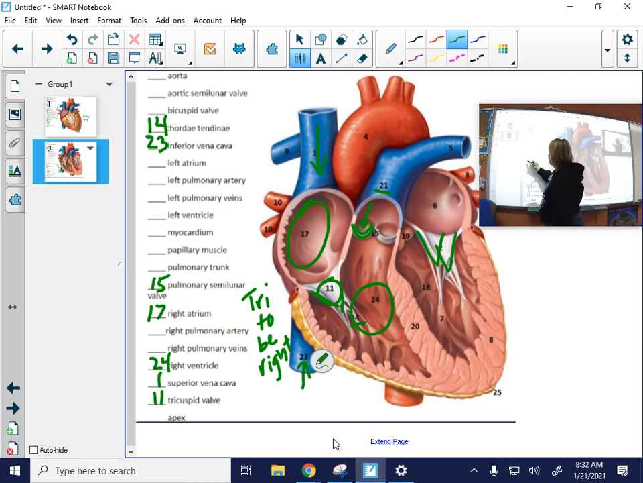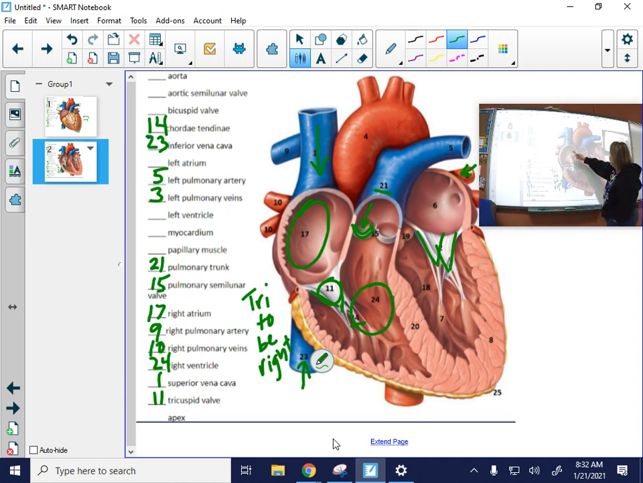So that's 21. Again, the pulmonary trunk goes into the right pulmonary artery. So that's number 9. And the left pulmonary artery. So that's number 5. Left pulmonary artery. Then, after the blood is exchanged, oxygen and carbon dioxide, it's going to come back through the pulmonary veins. Pulmonary for lung, veins because it's returning into the heart. So that's number 3 for the left pulmonary veins, and it's number 10 for the right pulmonary veins.